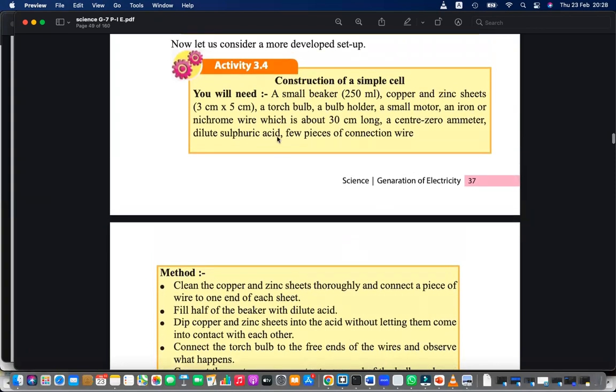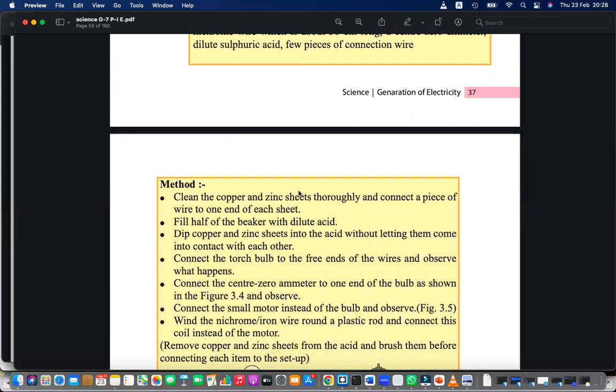Dilute acid. What is that? Sulfuric acid. Dip the copper and zinc sheet into the acid without letting them come into the contact.